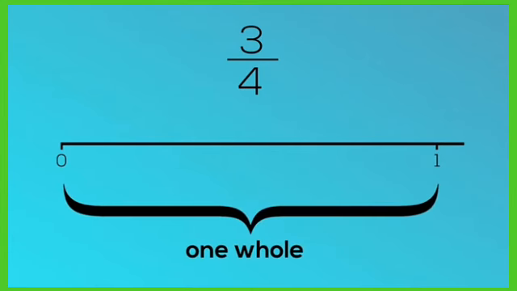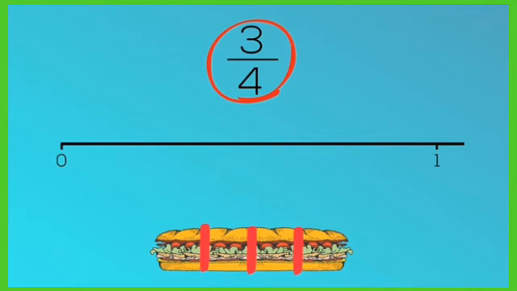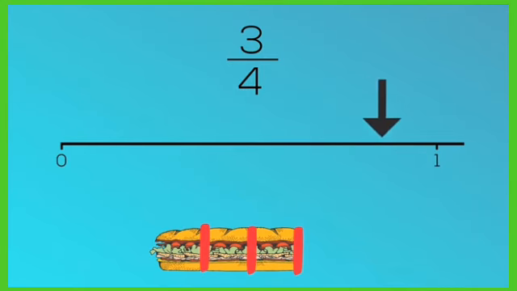Let's start by finding the fraction 3/4 on a number line. The starting point of our number line is 0, and the ending point is 1. This 1 refers to 1 whole. Now, think about 3/4 of the sandwich. We know that 3/4 is less than 1 whole. That means the fraction must go somewhere between the 0 and the 1.